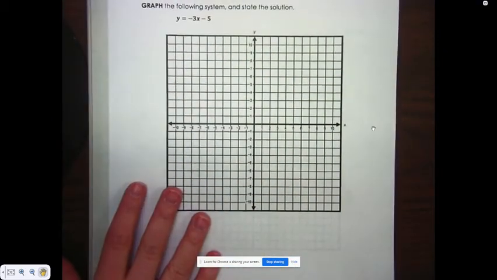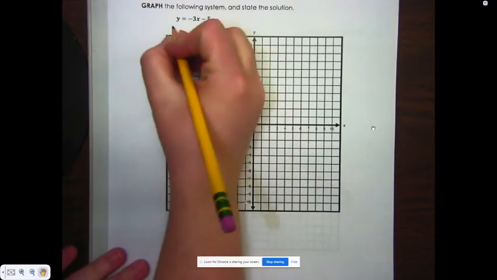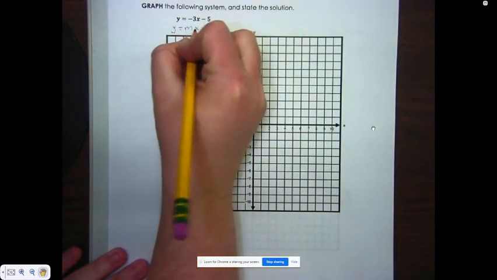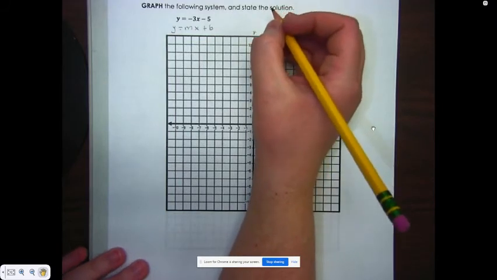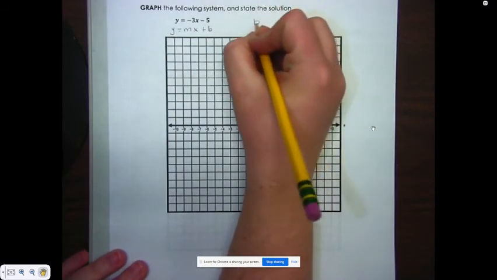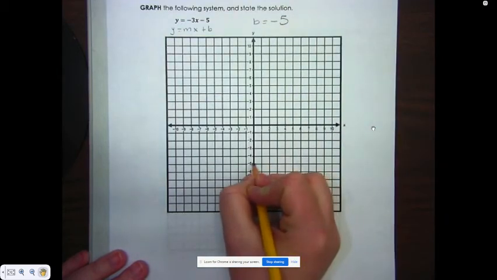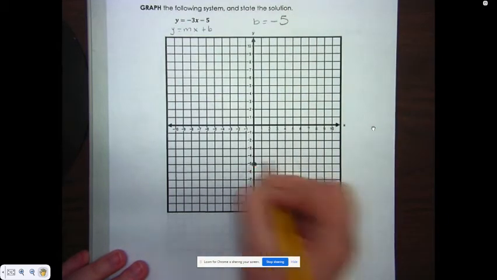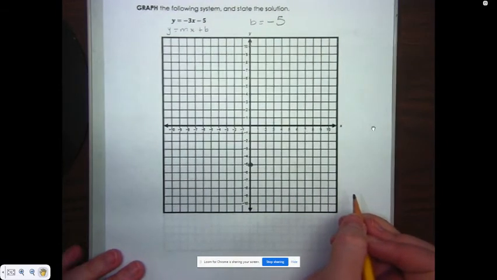So let's try one more example. This one says y equals -3x minus 5. Again, I'm going to write out my slope-intercept form, y equals mx plus b, because that makes it easy for me to identify both the slope and the y-intercept. So I know that my y-intercept is -5, so I can graph my y-intercept on the y-axis at -5, or the ordered pair (0, -5). Then I need to start looking at my slope.